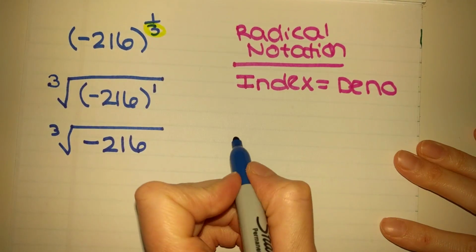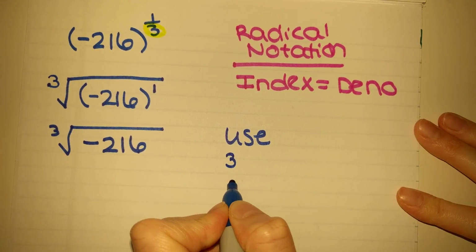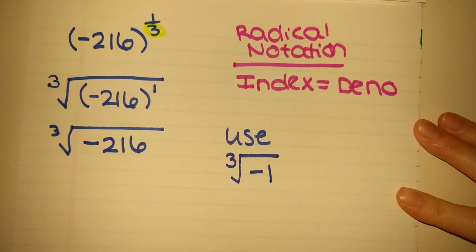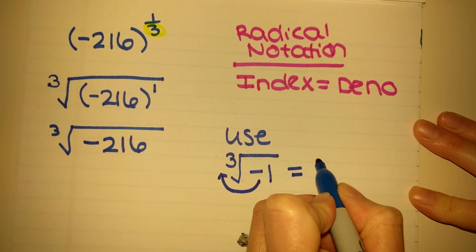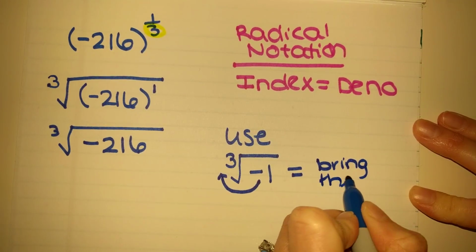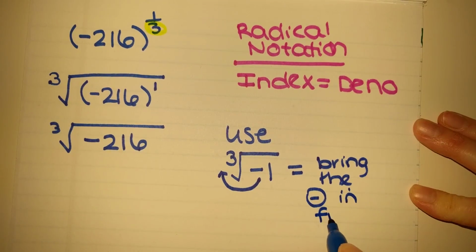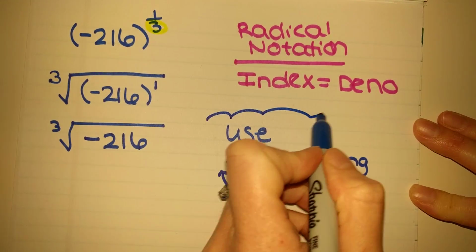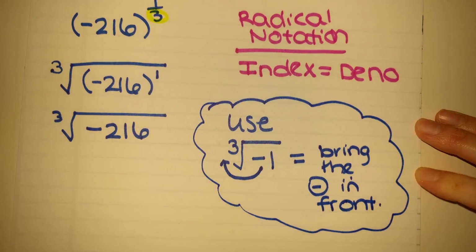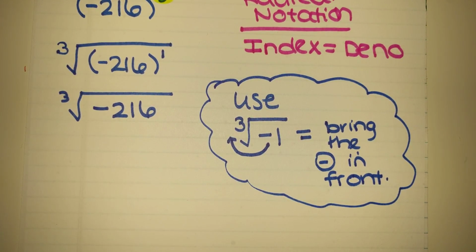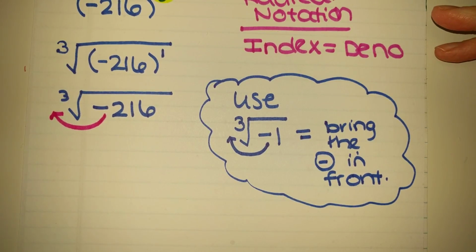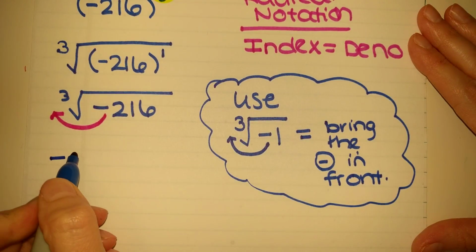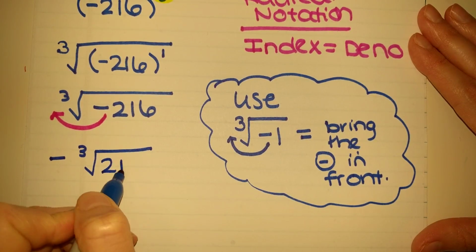To simplify, we have to use the fact that when we have an odd root, specifically a cube root of a negative, we can bring the negative out in front. So we can bring the negative in front of the radical. And we talked about why that is, but it's basically because negative 1 to the third is equal to negative 1. So our first step is always to get rid of the negative sign if we can. So in this case, I'm going to bring this negative out in front, and I can do that because it is an odd root rather than an even root. So this will become negative cube root of 216.